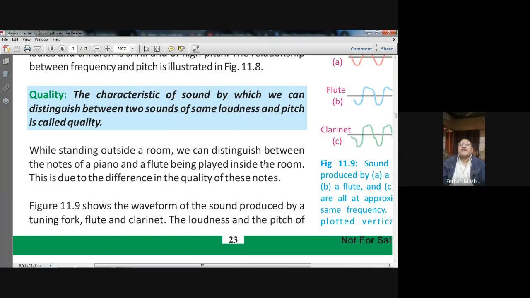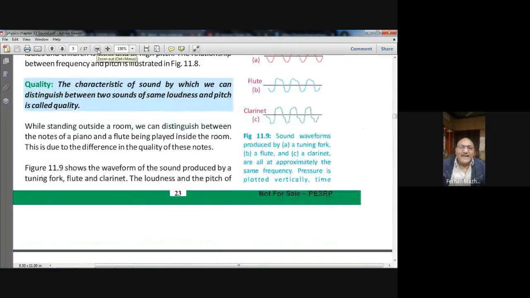The characteristic of sound by which we can distinguish between two sounds of the same loudness and pitch is called quality. While standing outside a room, we can distinguish between the notes of a piano and a flute being played inside the room. This is due to the difference in the quality of these notes.